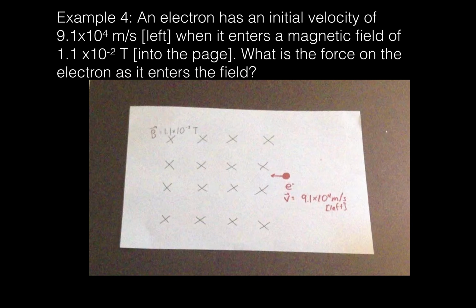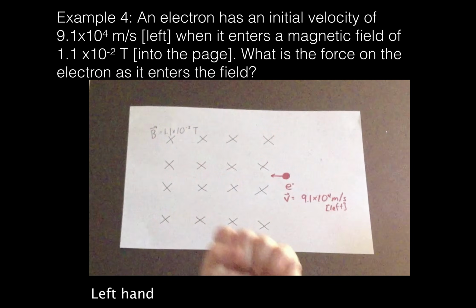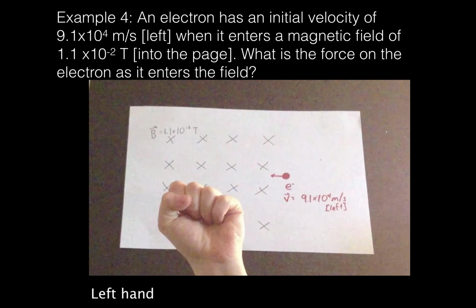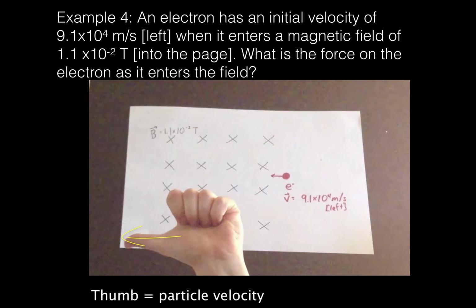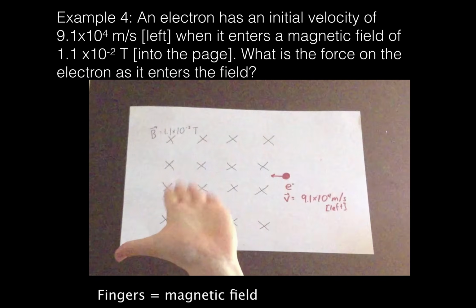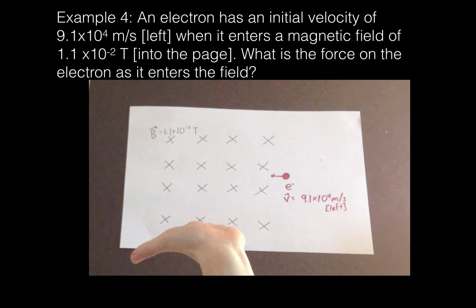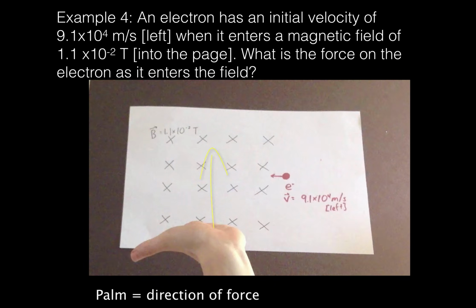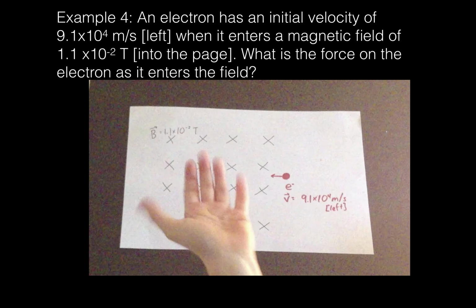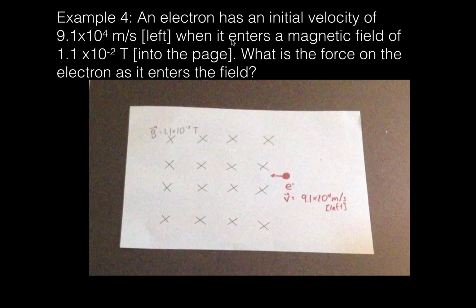We'll start by determining the direction of the force on the electron in the field. Since it's an electron, we use our left hand for the third hand rule. Point the thumb in the direction of the electron's velocity, to the left, and our fingers into the page in the direction of the magnetic field. The magnetic force comes out of the palm of our hand and is directed upward. So we know the direction of this force is upwards towards the top of the page.